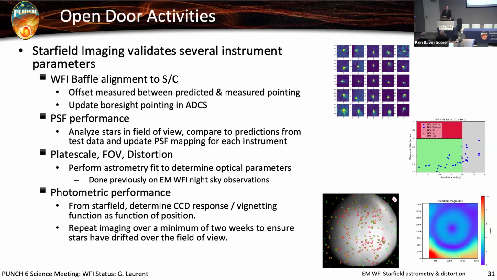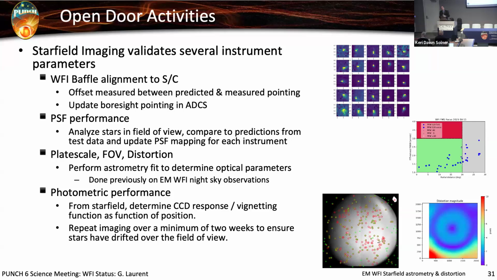So initial tests for the open door activities: we look at the star field. Are we pointed where we expect to be pointed? If not, we can make a correction for our ADCS pointing. Look at our point spread function performance, compare that to what we found in the lab, and refine that PSF mapping and the point source regularization. Measure our plate scale, field of view, and distortion. And the vignetting function is important, and that's part of the photometric performance.